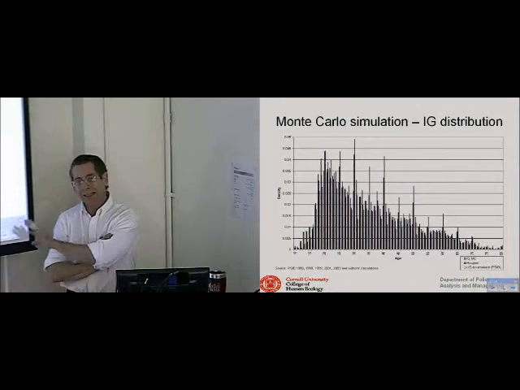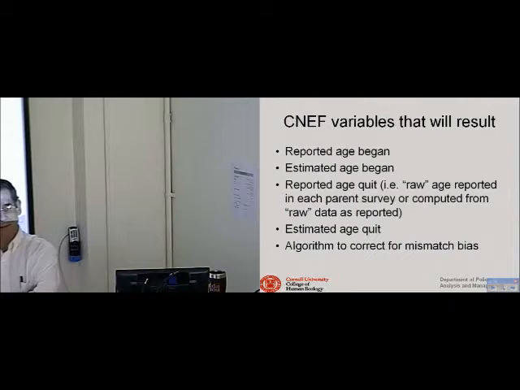Okay, so in the end, after we publish this paper with this algorithm, we can make this available along with the smoking information in all of these different surveys to all the researchers who want to use CNEF. And we'll have the algorithm, the code that implements the algorithm, the correction, the raw data, the corrected data, or the correction factor, and everybody who wants to use CNEF can use it.